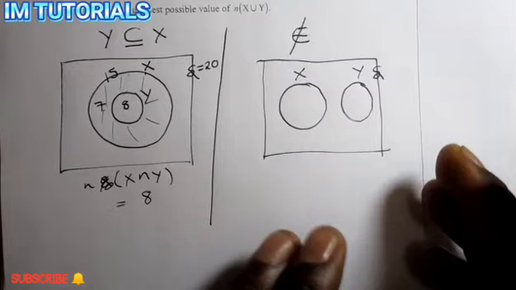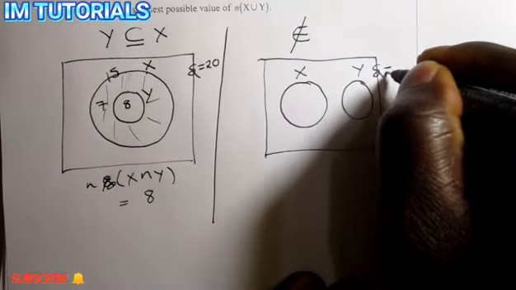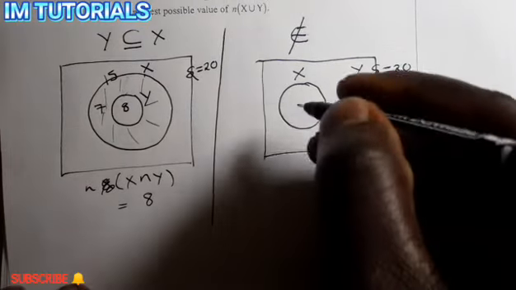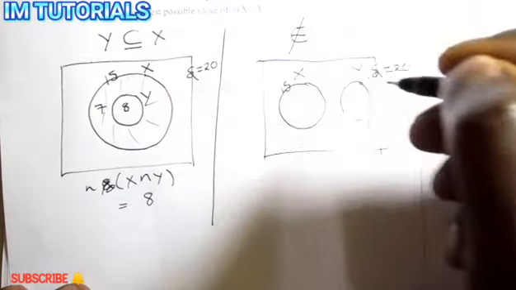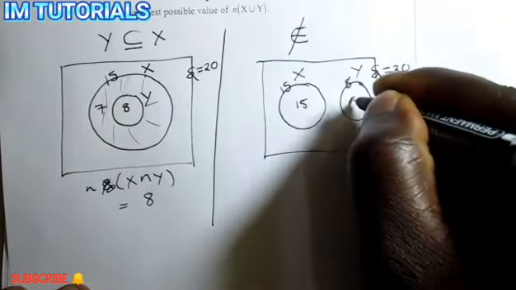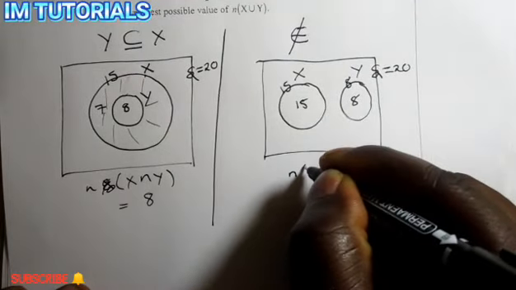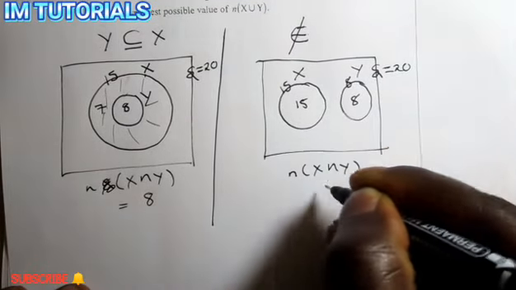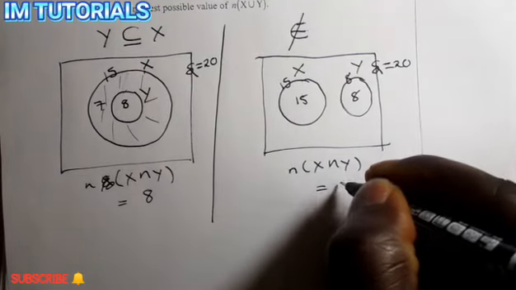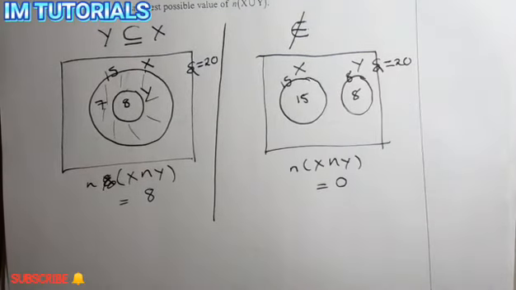Then we move on to the right side. I'm going to put 20 on the universal total, then 15 on x, then 8 on y, which is good as 15 here and 8 there. Then what is the number of x intersection y? Not an element of means that x and y don't walk together, or they don't work out together, or they don't intersect. So x intersection y here is 0.